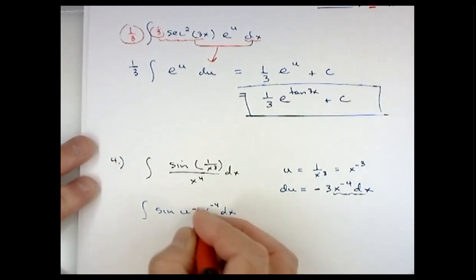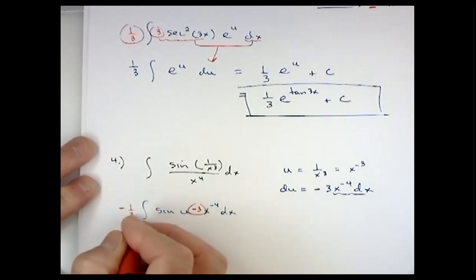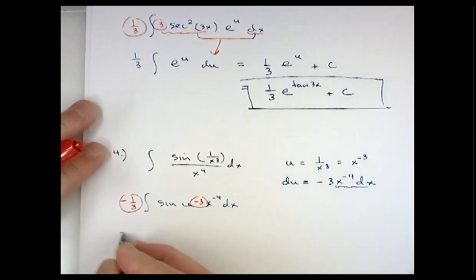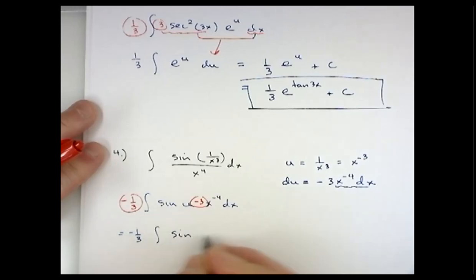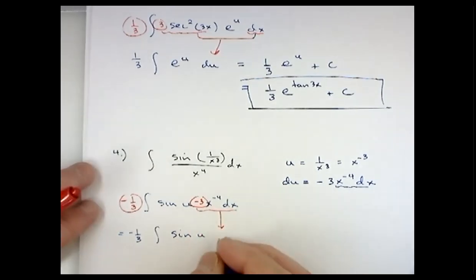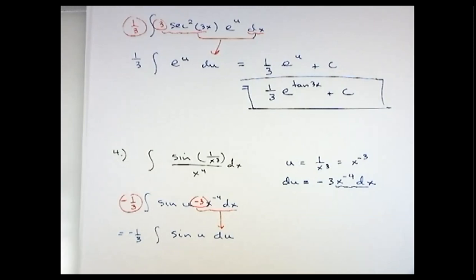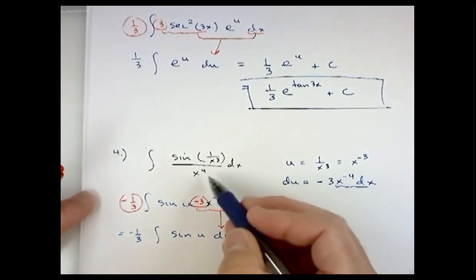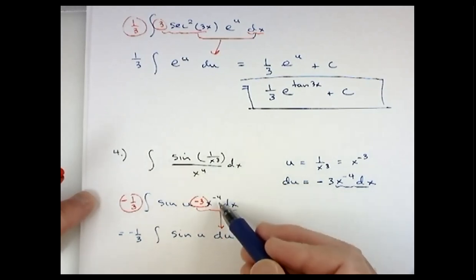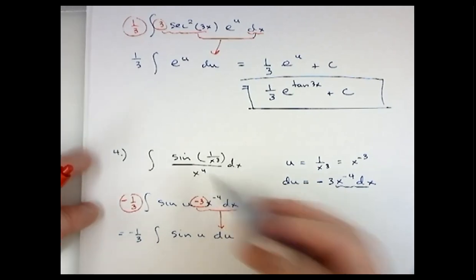So this time I just need to wish for a negative 3, and I have a negative 1/3 on the outside. So we have sine of u, and this is du. These problems, at least the ones here that are u sub, they make them so that they will work out. If this was x to the 5th here, we would have been in trouble. It wouldn't have worked.